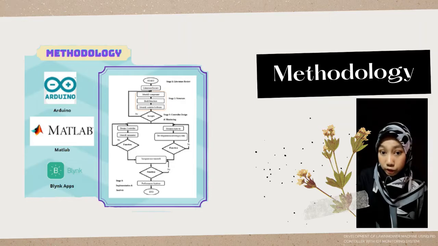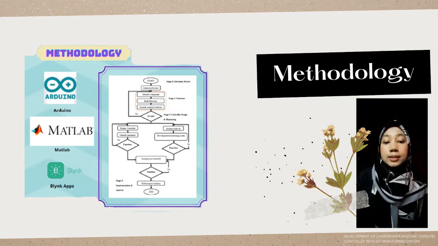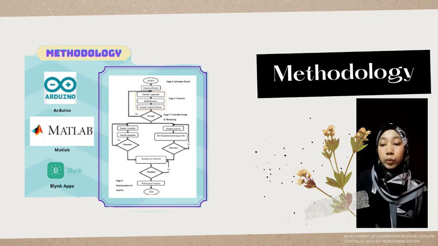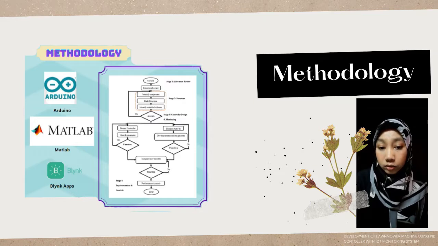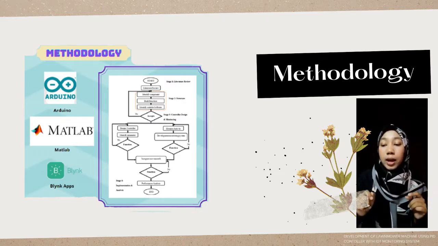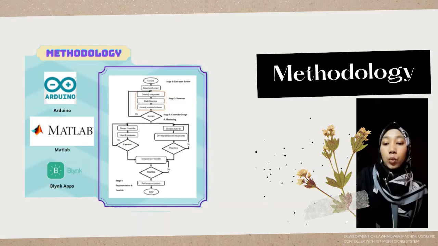Then let's move on to the methodology. For this methodology, we have two parts: the first one is software development and the second one is hardware development. For the software development, the software that I use is Arduino IDE. I use this software for coding and uploading to the microcontroller, which is Arduino Uno. The second one is MATLAB, where I use it for PID and the ultrasonic sensor to get the graph. And the last one is the Blynk application, which is used to notify the user if there is any obstacle in front of the lawnmower.